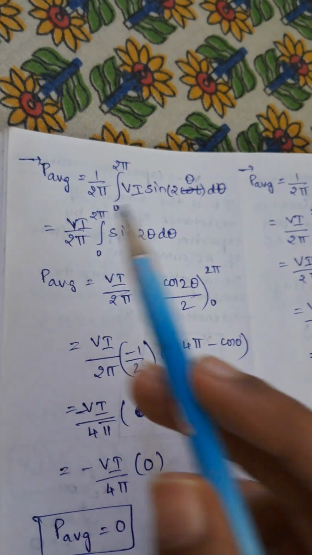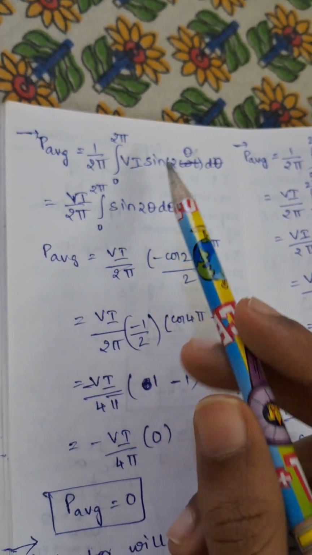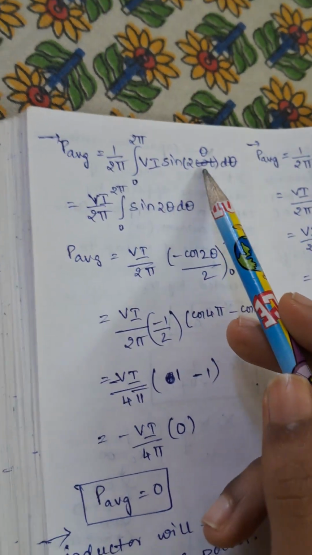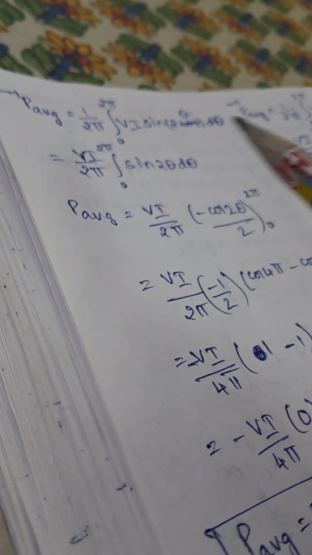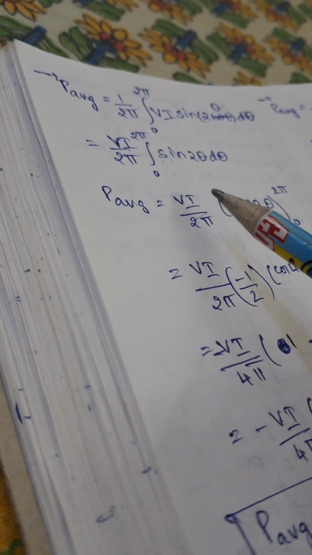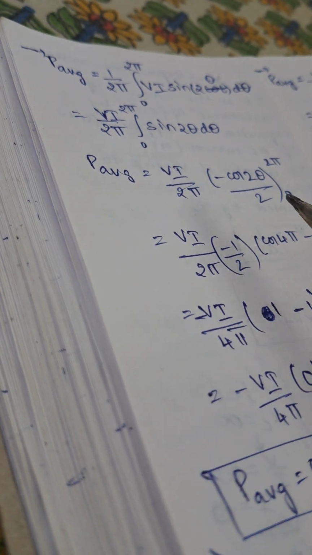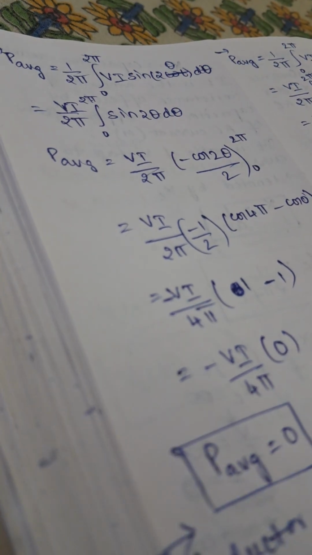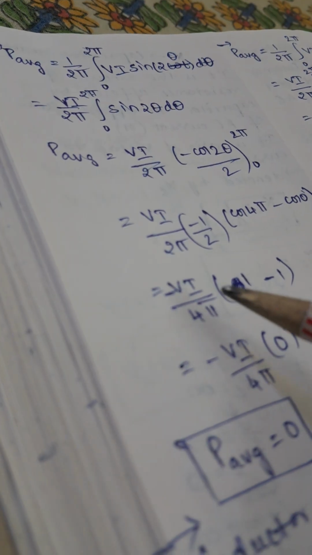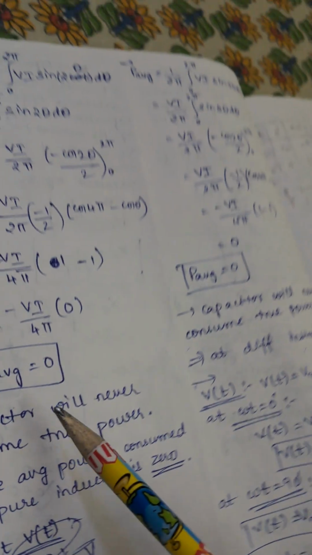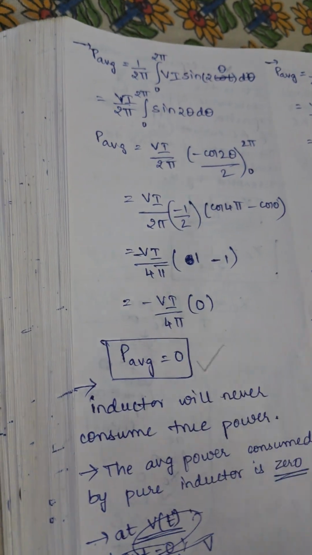Now P average is 1 by 2 pi integral from 0 to 2 pi of Vi sine 2 theta d theta. So Vi by 2 pi into integration of 0 to 2 pi sine 2 theta d theta. Now integrate it, apply the integral limits, then you'll get minus Vi by 4 pi into 1 minus 1, which is 0. So average power is 0 for an inductor.